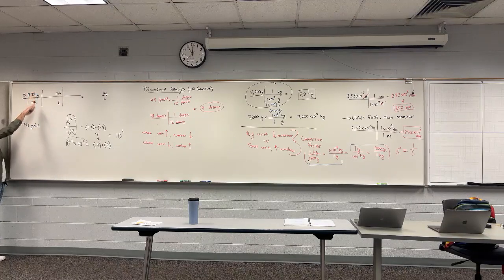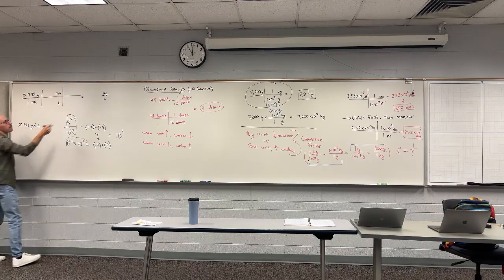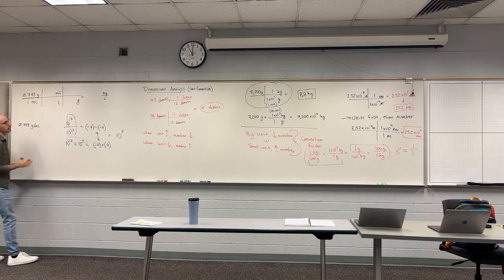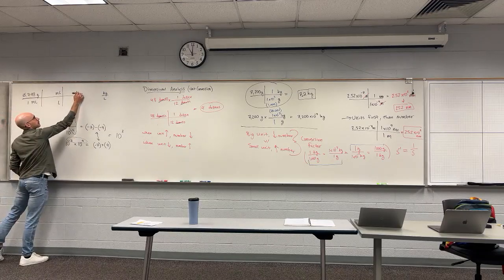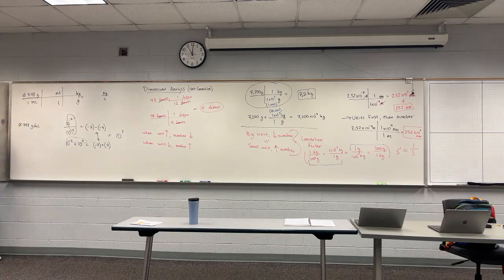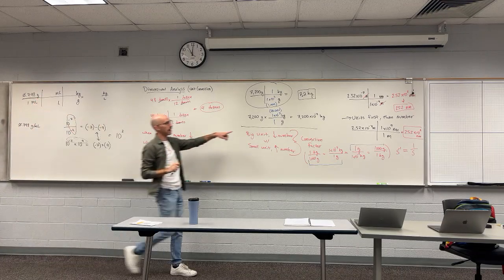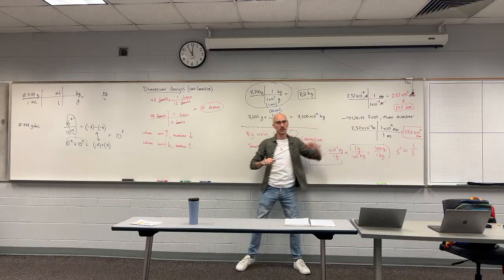Then I want to get rid of grams. It's on top. Where does it go? What goes on the top? Kilograms. Now, what's the relationship between milliliters and liters? By the way, we've done first step. Units first, then the numbers.